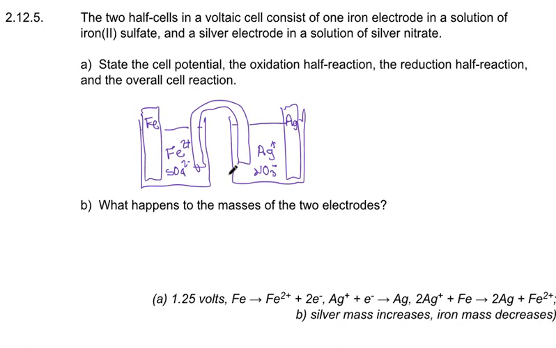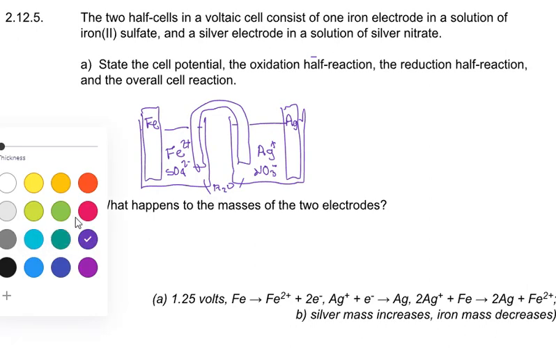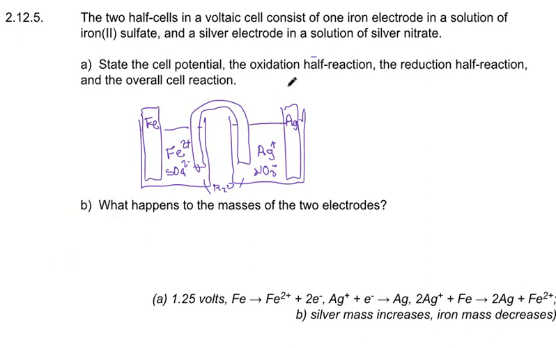And implicitly there is water in both of these containers, which again usually doesn't do anything, but it's good to keep it in mind. Every so often it'll surprise you and actually participate. So they want the cell potential, the oxidation half reaction, the reduction half reaction, and the overall cell reaction. The order in which they ask for these things is not a great order to approach them in.